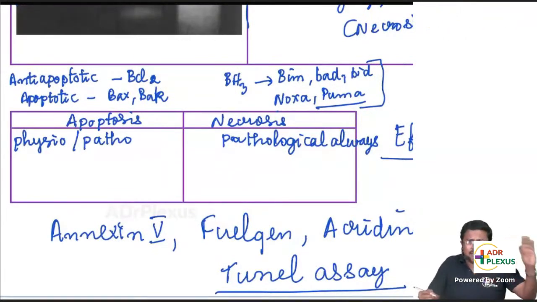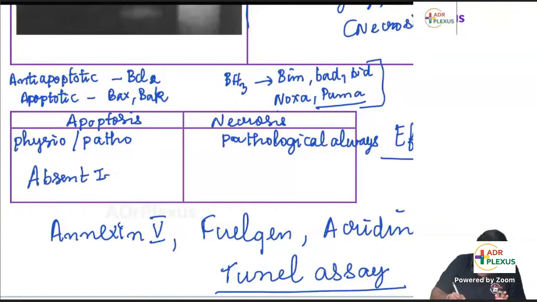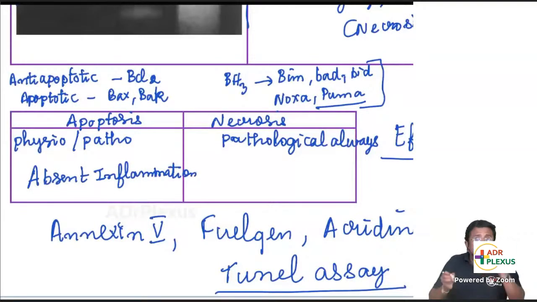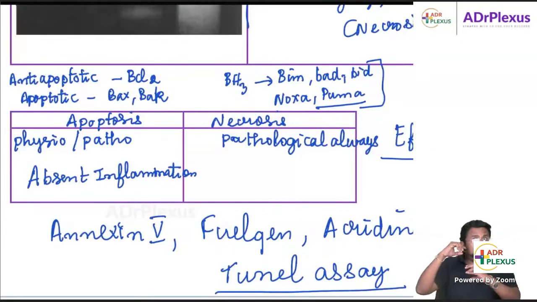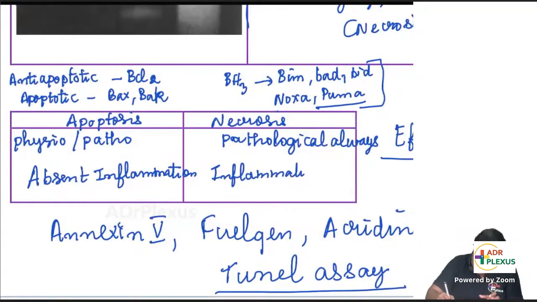Okay, and another important point: inflammation will be absent in apoptosis. Why will the inflammation be absent? Because the apoptotic bodies are there and the cell membrane is intact. But in necrosis, the cell membranes are destroyed, so there will be leakage of the cellular contents. So inflammation will always be present in case of necrosis.